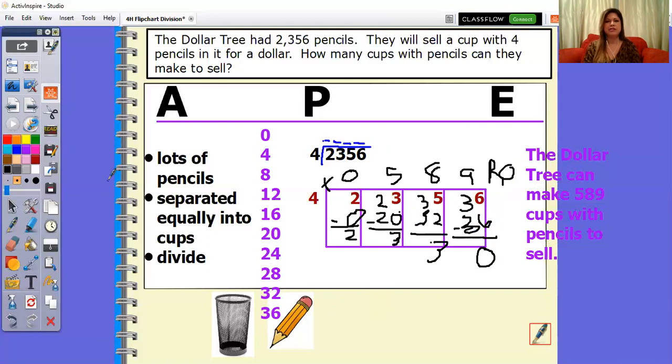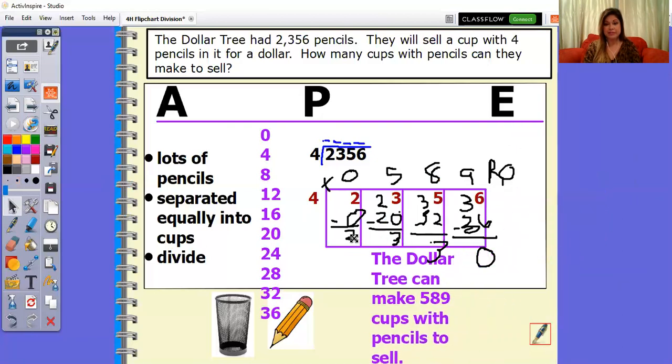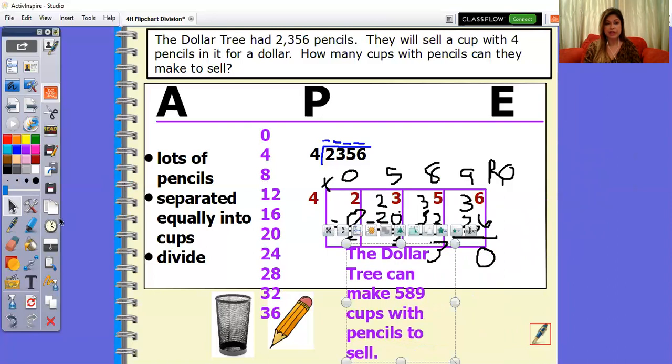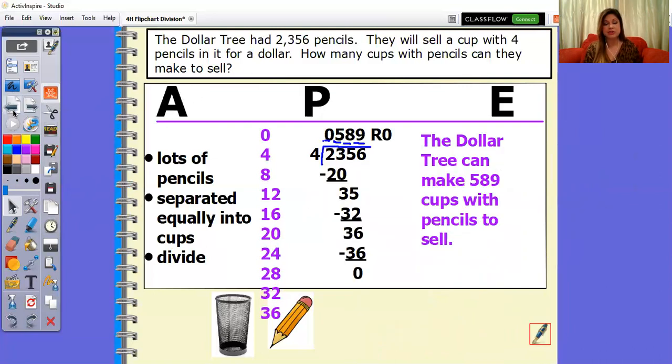Now, as you can tell, my answer is still 589 cups to sell from the Dollar Tree. So my sentence is still going to work here. If it says how many cups with pencils can they make, the Dollar Tree can make 589 cups with pencils to sell. And this is a different way to divide. If I follow the steps correctly, if I write my multiples, I will get the same answer that I had with my traditional algorithm.